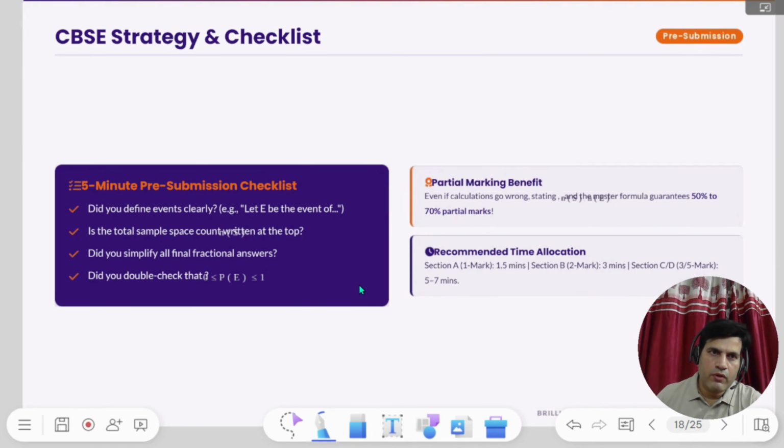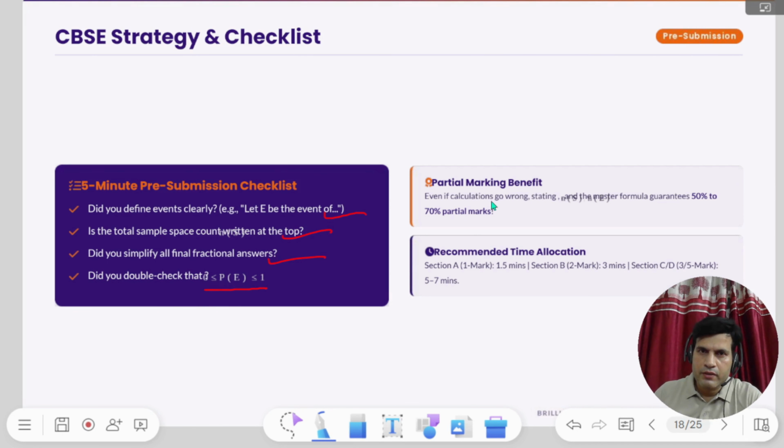And strategy for checkpoints: a 5-minute pre-submission checklist. Did you define events clearly, like let E be the event of something? Is the total sample space count written at the top? Did you simplify all the final fraction answers? Did you double check that the probability is between 0 and 1?